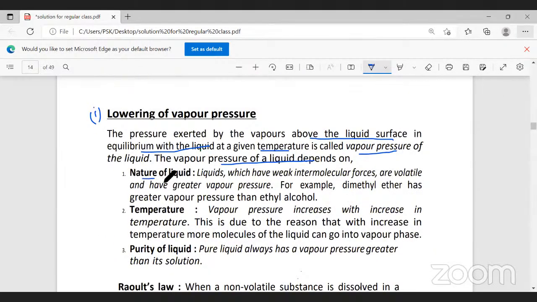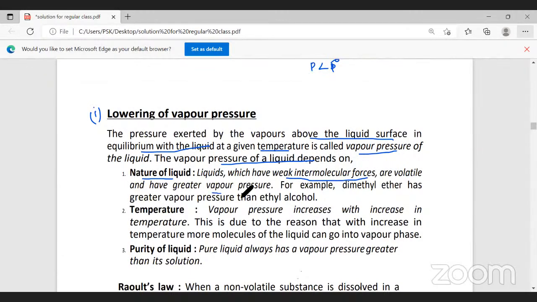First one is nature of the liquid. Liquids which have weak intermolecular force of attraction are volatile and have great vapor pressure. So in the liquid, if the intermolecular force of attraction is less, then the escaping tendency will be more. They will be more volatile. Therefore, it will give what? More vapor pressure. For example, dimethyl ether has greater vapor pressure than alcohol.